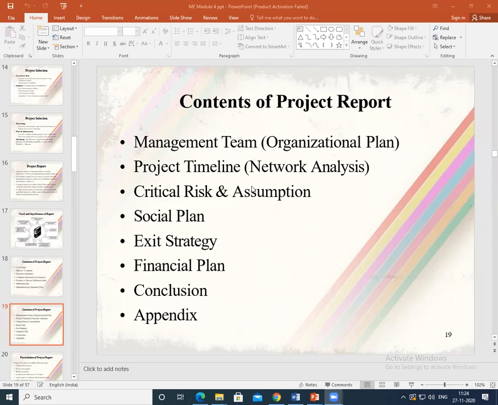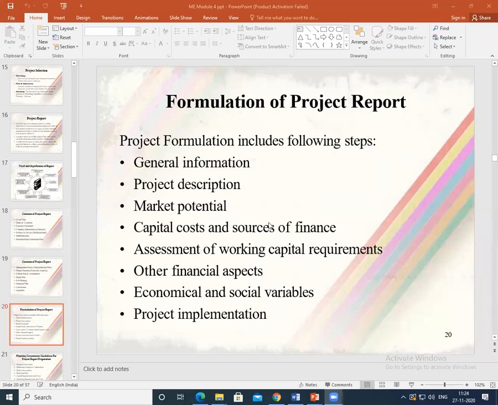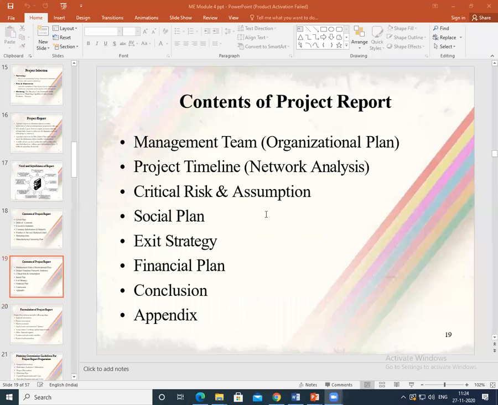So, still more, the contents of the project report consist of the management team, organizational plan, project timeline, critical risk and assumptions, social plan, exit strategy, financial plan, conclusion, and usually always after the conclusion there will be an appendix. So this is just a format to remember what the contents of a project report should consist of.